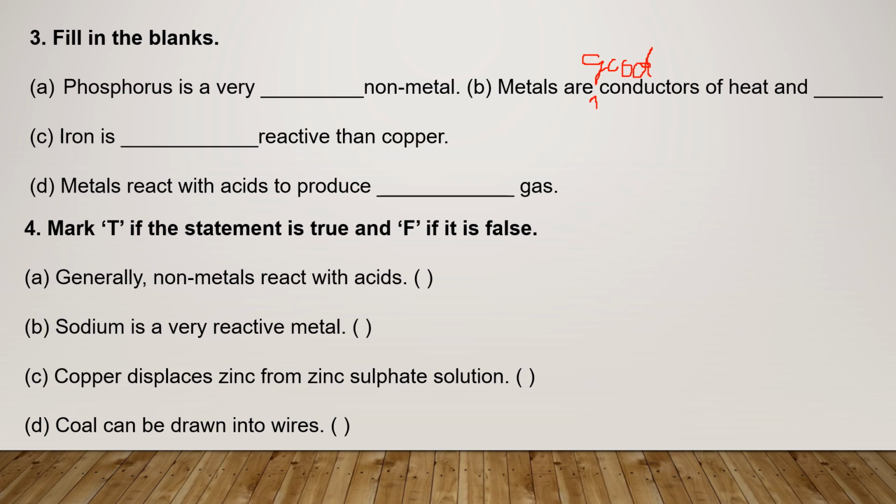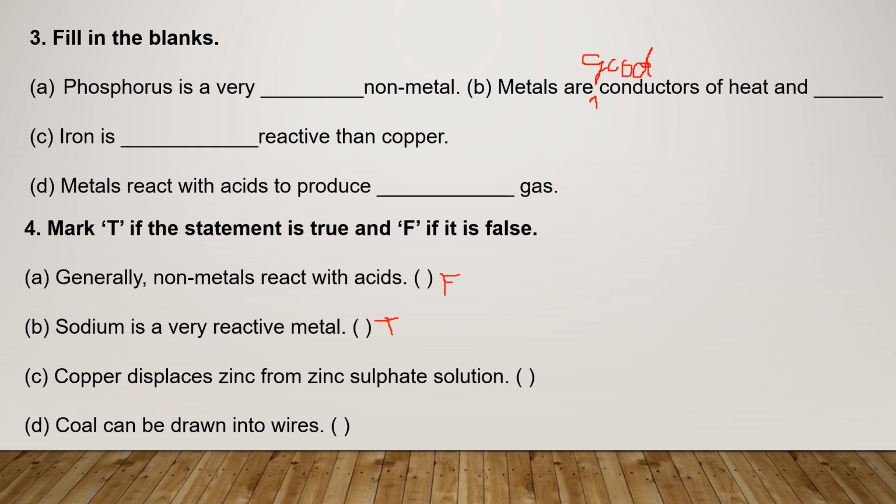The fourth question. Mark T if the statement is true and F if it is false. A. Generally, non-metals react with acids. That statement is false, because generally it is metals which react with acids. But here it says non-metals, so that statement is false. You can write false in this bracket. B. Sodium is a very reactive metal. That is true. That is why it catches fire when it is put in water.